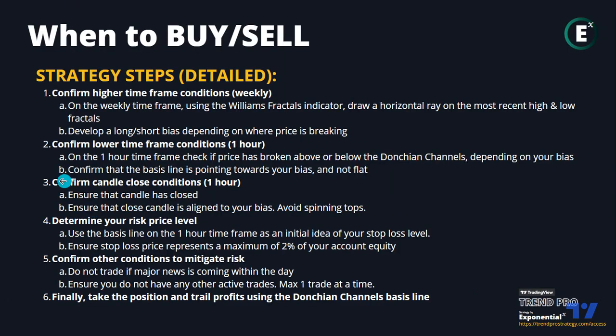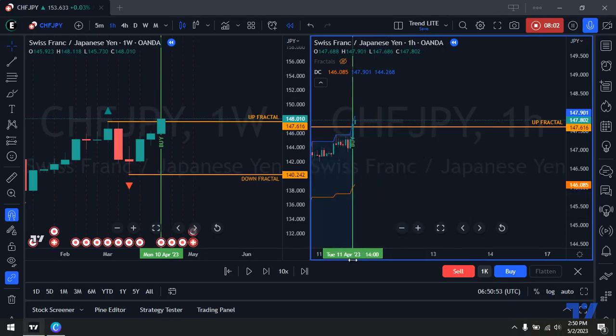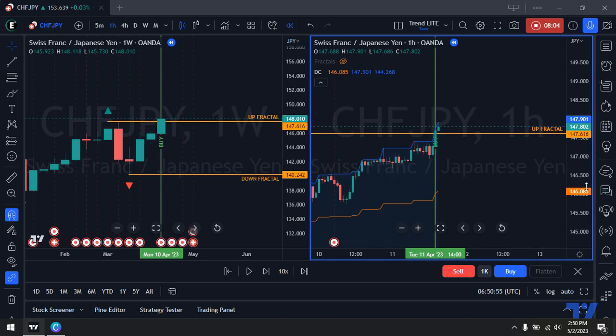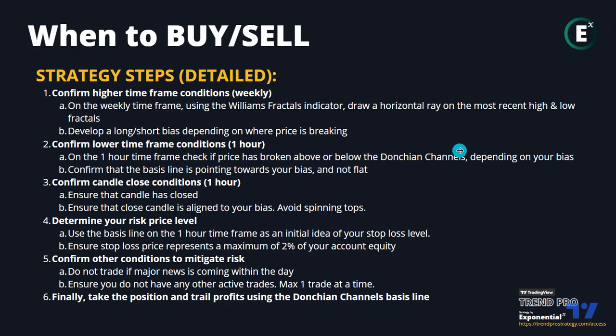But before that, we confirm also our candle close conditions on the 1 hour time frame. We ensure that the candle has closed, okay, and it's aligned to our bias. So let's zoom in very well, make sure these are both very bullish candles. They're not dojis, they're not pin bars or hammers, and it's a good sign to buy. Okay, now we are ready to buy, but a few more things.